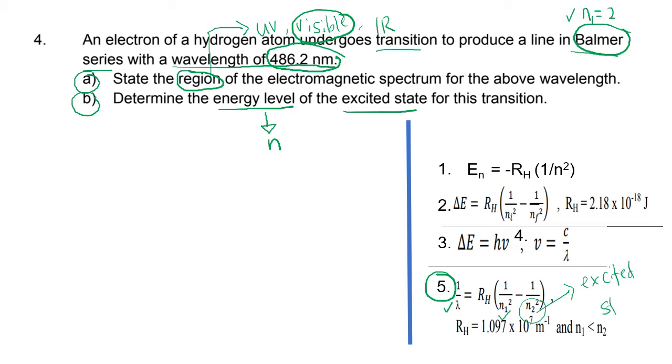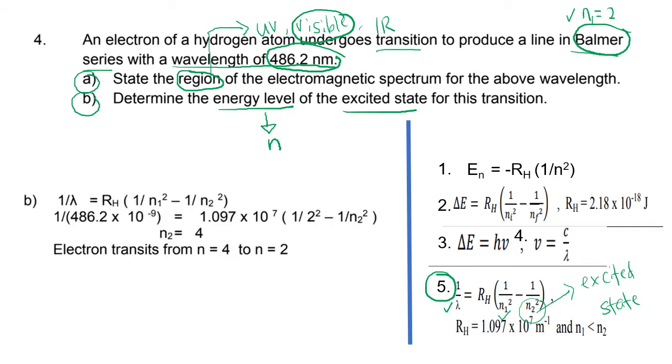So one formula with one unknown, so we can substitute all the values that we have into the formula. Just a reminder, because the given value is in nanometer, but the unit for the Rydberg constant is in meter, you have to convert the nanometer into meter by multiplying by 10 to the power of -9. Okay, so determine the energy level.